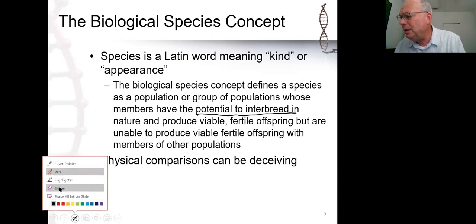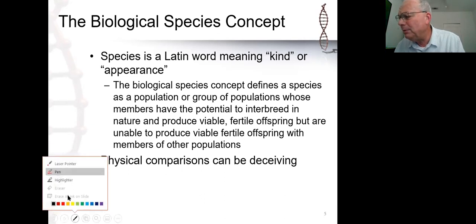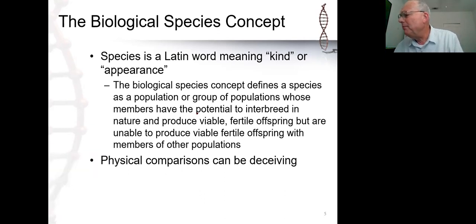Let's just eliminate that and put it in red so that it highlights a little bit better. So one is the potential to interbreed in nature. This cannot be something that is demonstrated in the laboratory. It's got to be in nature. Then they have to produce viable, that's the next part of it, and the next part is fertile offspring.